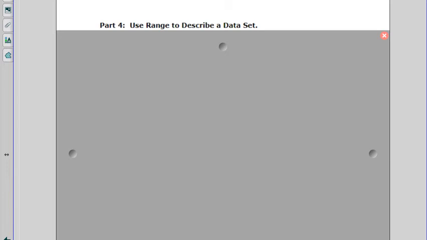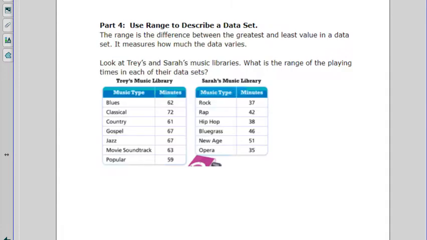Here's another thing that we can use to characterize our data, and that's to calculate the range. The range is how far our data is spread apart. So we're going to look at the largest value and subtract from it the smallest value, and that's your range. With Trey, the largest value was 72 minutes and the smallest value was 59 minutes. So 72 minus 59 is 13. That's the range in minutes of Trey's music.